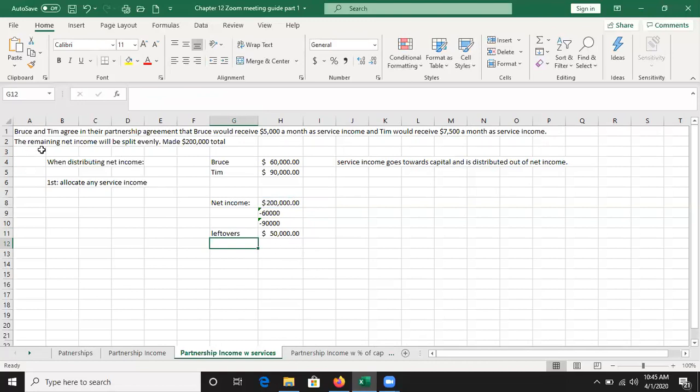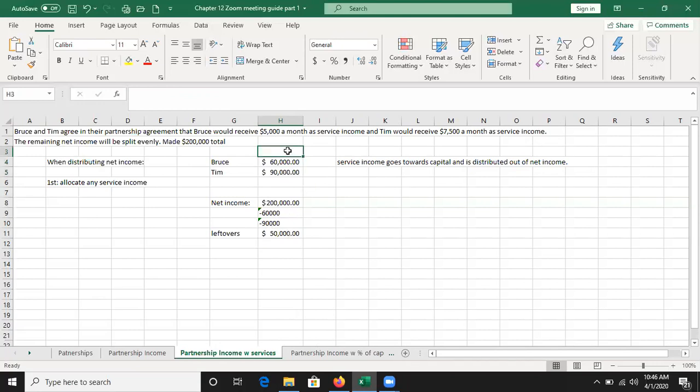The problem says the remaining net income will be split evenly. Now again, it could say the remaining net income will be split 10% to 90%, 40% to 60%. In this case, it says the remaining net income will be split evenly. So that means this remaining 50,000, after each gets their share of service income, is split evenly. So now 25,000 will go to Bruce, 25,000 will go to Tim.